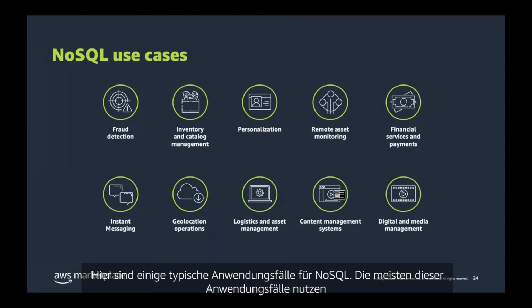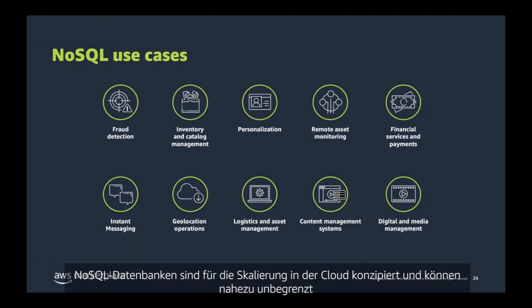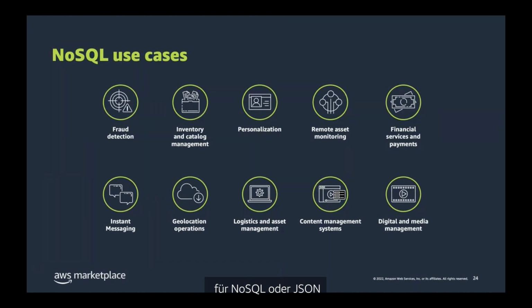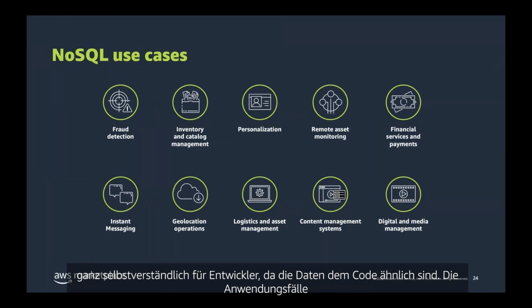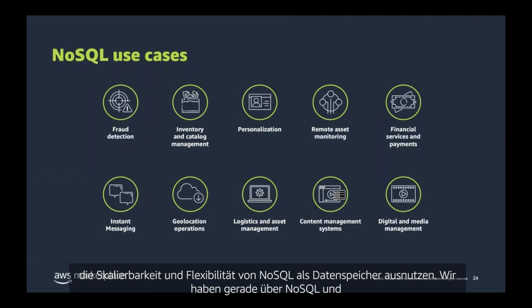Here are some typical use cases for NoSQL. Most of these use cases take advantage of the key benefits of using NoSQL, having a flexible schema that allows for changes and experimentation of the application. Built for cloud scale, NoSQL databases can scale nearly infinitely without impacting performance. Additionally, data models for NoSQL in JSON are natural for developers as the data is similar to code. The use cases are not limited to what's on the screen, but these are just some examples that take advantage of NoSQL's scale and flexibility as a data store.